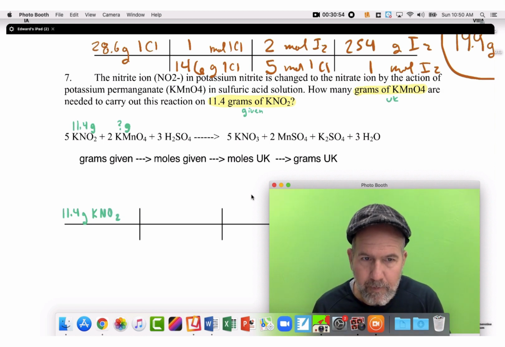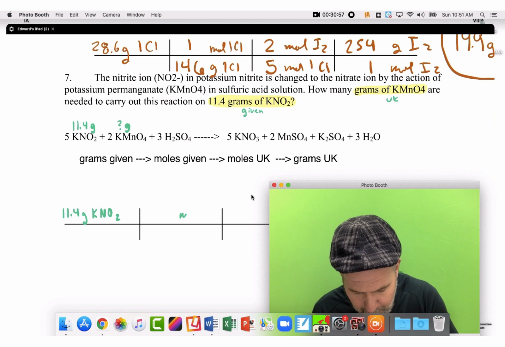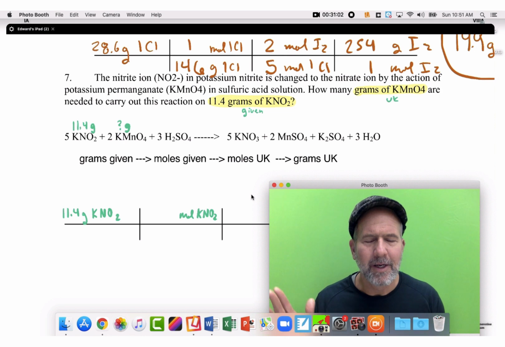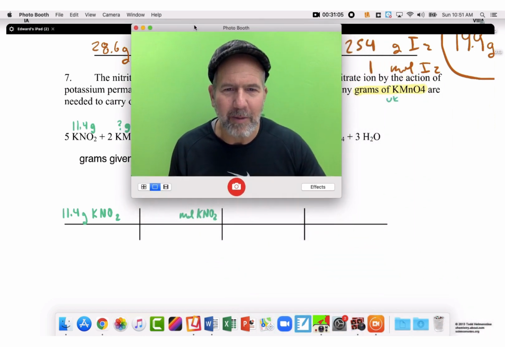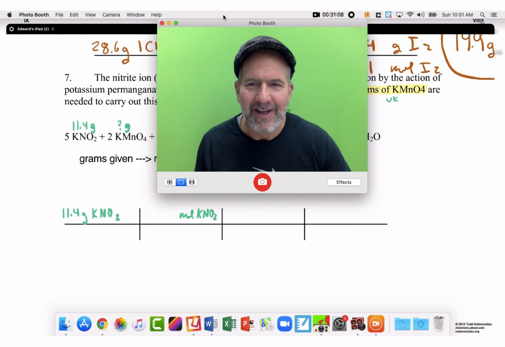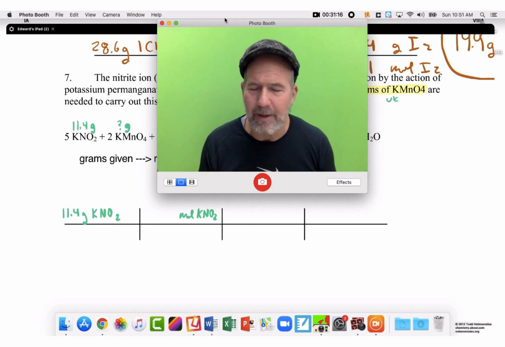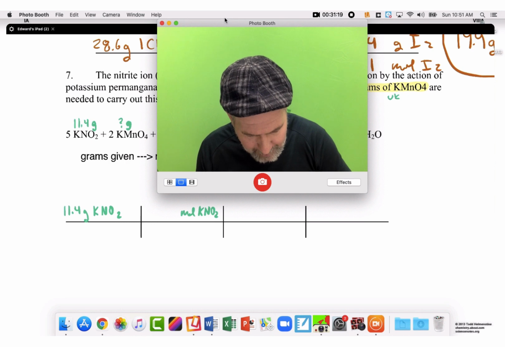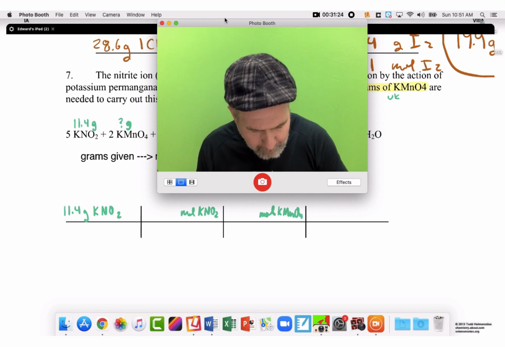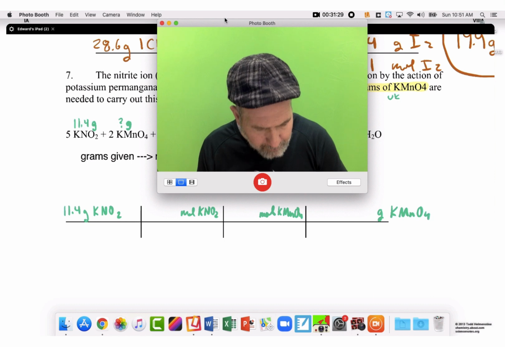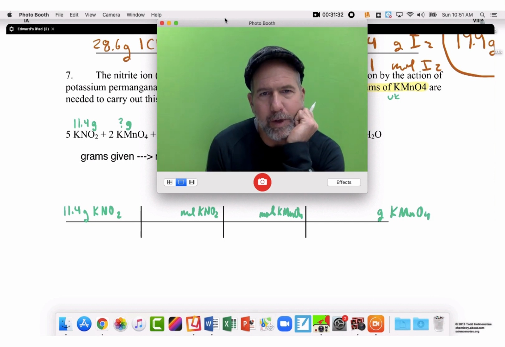KNO2 moles KNO2. It's hard to do this when I don't know where you're at on the problem, right? So in class, I would probably do a little bit less each time. I'm just going to leave you one complete one to do. How's that? And then we're trying to find our unknown moles of KMnO4, grams KMnO4. All right? What are you going to do next?